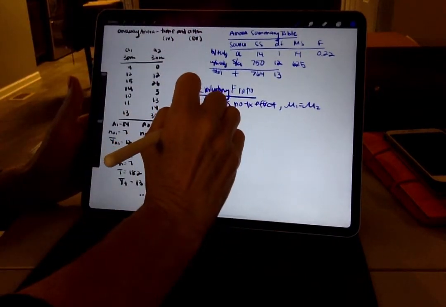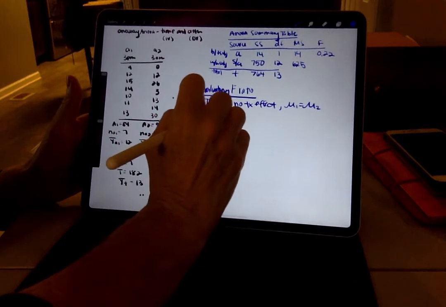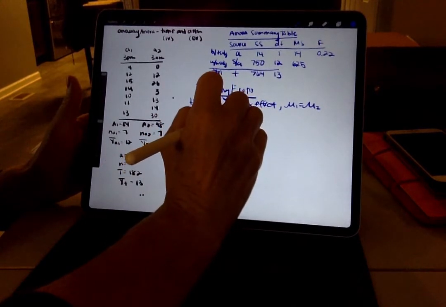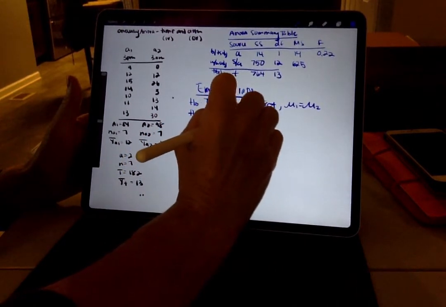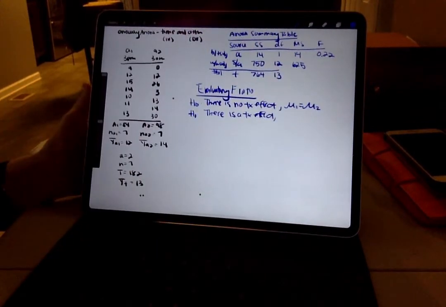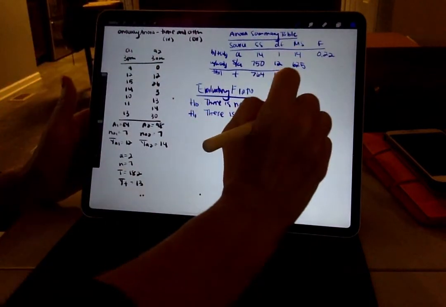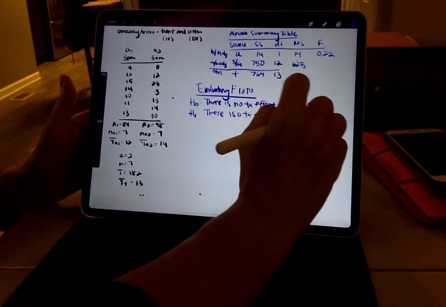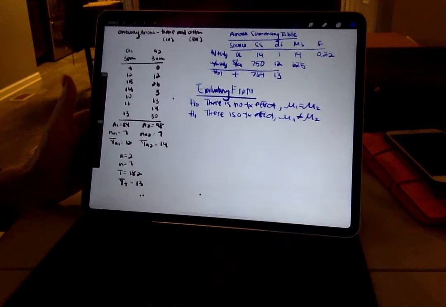When we move down to our alternative hypothesis, it's basically the opposite. Our alternative hypothesis says there is a treatment effect. Another way of saying it is the means are not equal. And if we do it with the mu's, it's mu1 does not equal mu2.